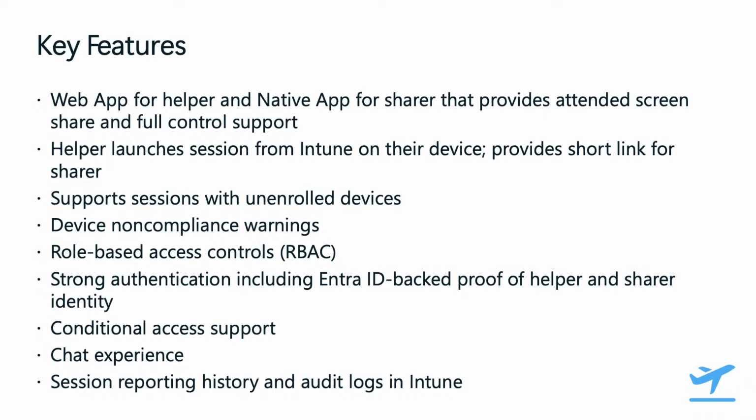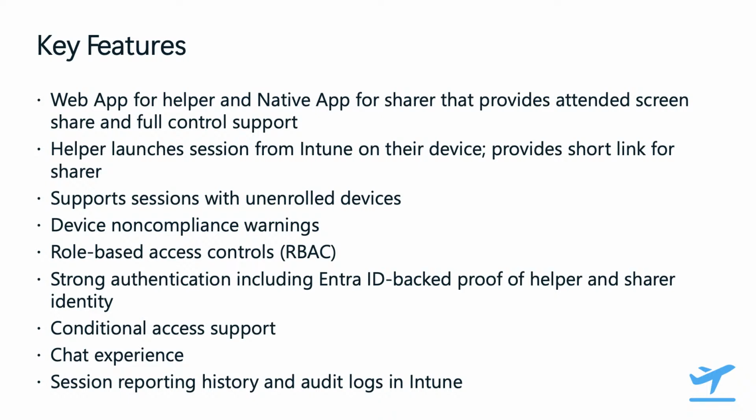Now, we'll talk about macOS support with remote help. And the first thing that we will do is talk about some of the key features that we have for macOS devices. With macOS devices, we have a web app for the helper and also a native app for the sharer that provides attended, screen share, and full control support. The helper is going to launch a session from the Intune on their device and provide a short link to the sharer. Additionally, we have support sessions with unenrolled devices, so the helper can also provide support to devices that are not managed by Intune.